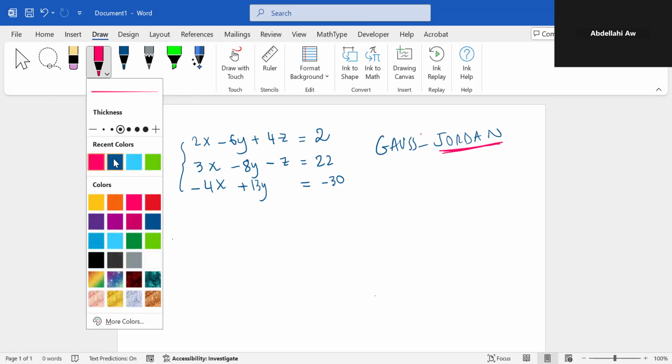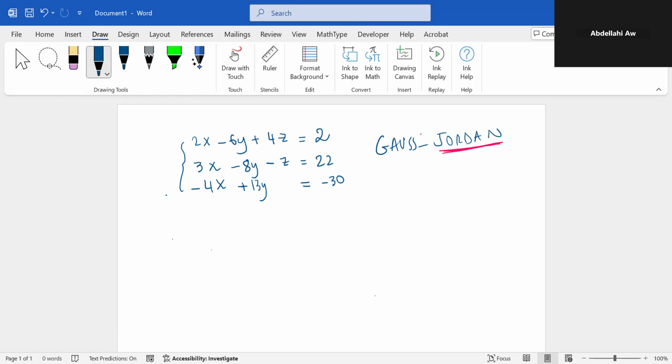Okay, so at first, we write the augmented matrix, which is 2, -6, 4, 2, and then we have 3, -8, -1, 22, and finally we have -4, 13. And here, since we don't have z, we want to put 0 and -30.